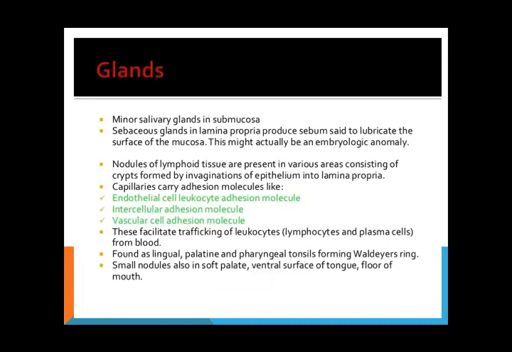Nodules of lymphoid tissue are present in various areas, consisting of crypts formed by invaginations of epithelium into lamina propria. Capillaries carry adhesion molecules like endothelial cell leukocyte adhesion molecule, intercellular adhesion molecule, and vascular cell adhesion molecule. These facilitate trafficking of leukocytes, lymphocytes, and plasma cells from blood, found as lingual, palatine, and pharyngeal tonsils forming Waldeyer's ring. Small nodules also in soft palate, ventral surface of tongue, floor of mouth.